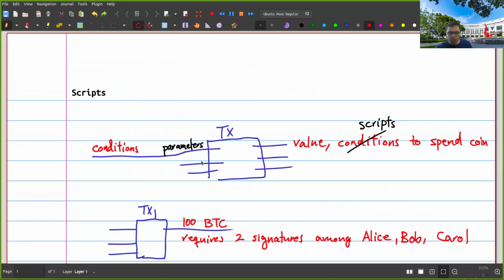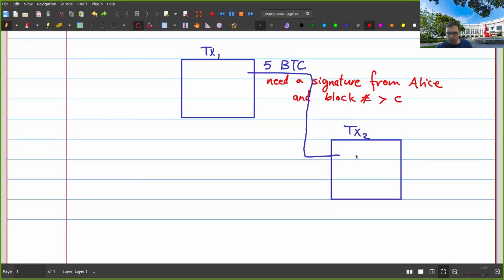Remember, every input gets some parameters. So I'm going to write it inside here, but it's actually a parameter to the input. So I'm going to have Alice's signature. But in addition, let's say, I don't know, this C was 1,000. If a miner takes this transaction and puts it into a block, but the block number is less than 1,000, for example, if a miner tries to put this transaction into block 900, that's not going to work.